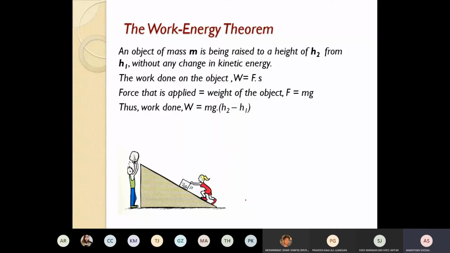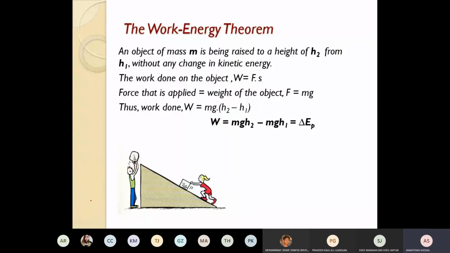So h1 is this distance, and h2 is this distance, and h2 minus h1 is the height you rise. This is your force, and this is the distance you travel in the direction of the force. So the work done by you, where the force is mg and the distance you rise is h2 minus h1, that's your s, the net distance you travel. So the net work done is mgh2 minus mgh1. That's your change in potential energy.